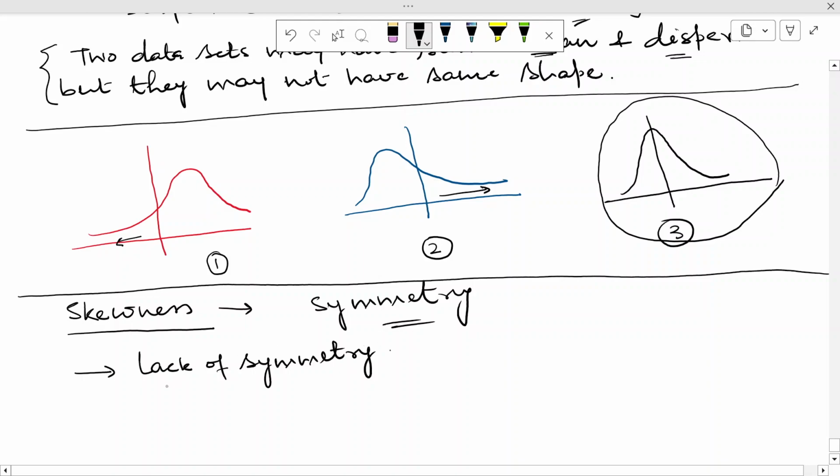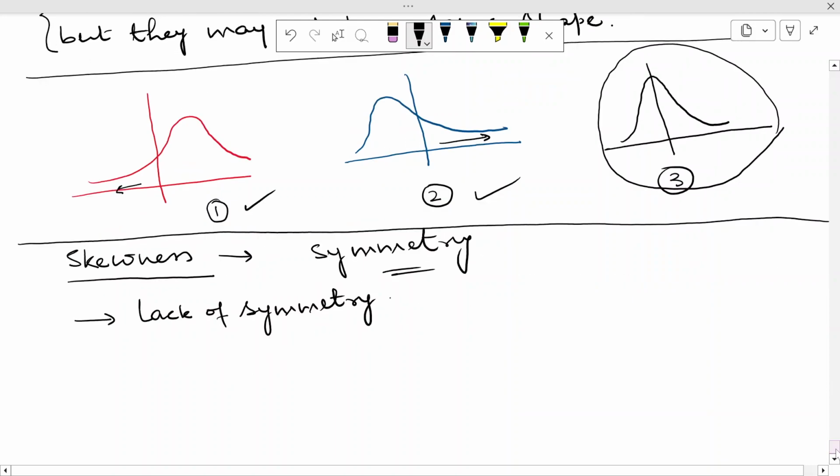Whenever the data lacks symmetry, meaning we have the first or the second type of figure, then we have certain skewness in these two figures. But when you look at the third figure, the data is symmetrical, so there is no skewness at all. This is the qualitative definition of skewness.